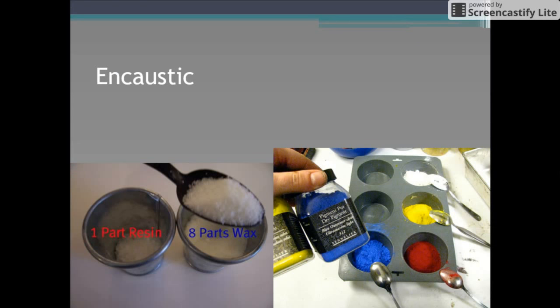What media do you see for painting? There's a lot of different options that you can use to create a painted product. The first one that we'll talk about is Encaustic. And I put a few images here showing you the different components of Encaustic paint.